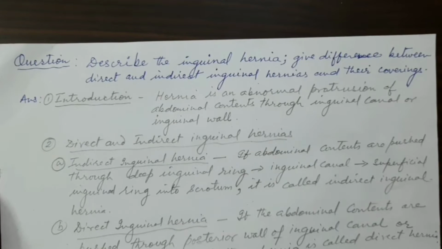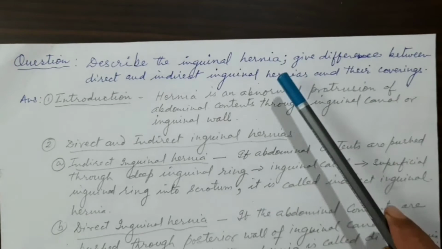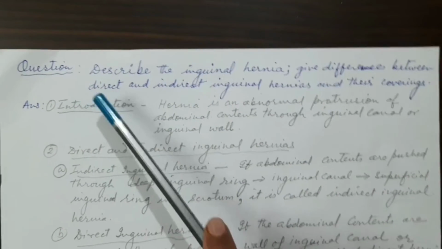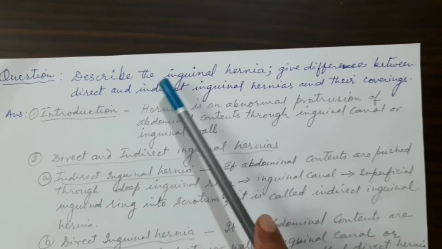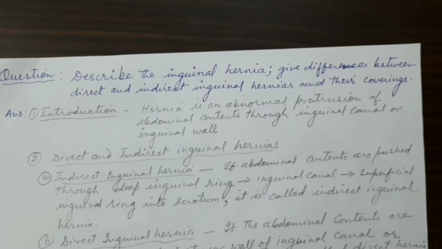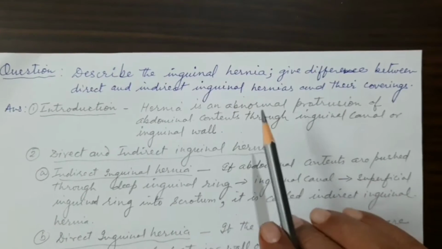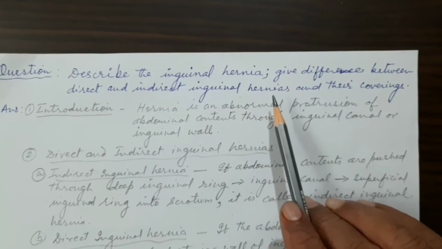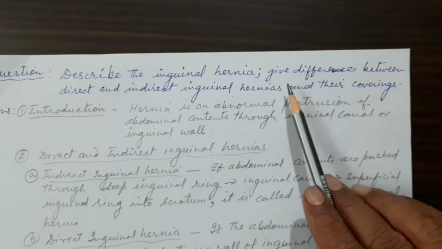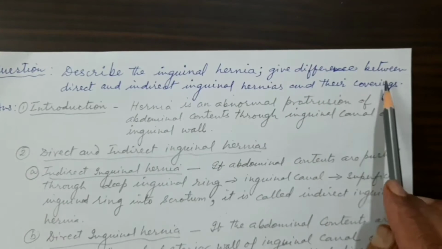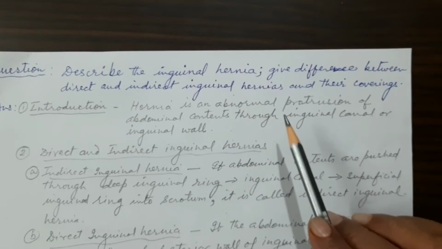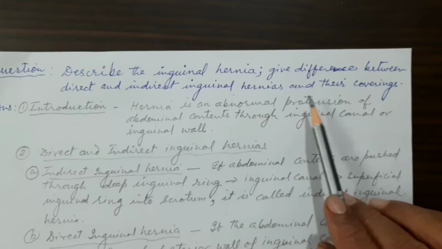Students, now this is a question which has three parts. The question reads like this: describe the inguinal hernia. So this is an introduction of the inguinal hernia. The second part gives differences between direct and indirect inguinal hernias.